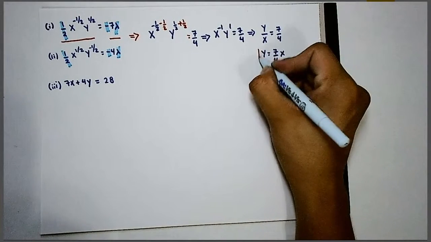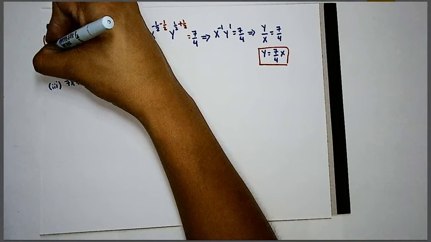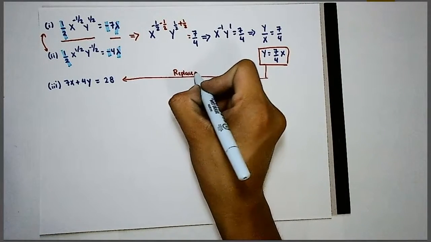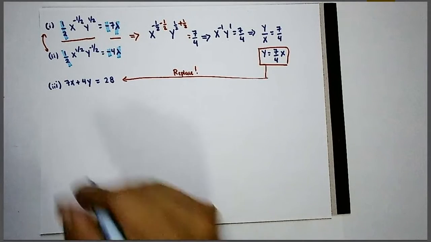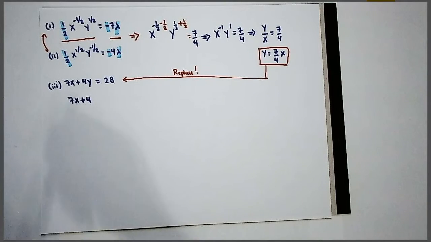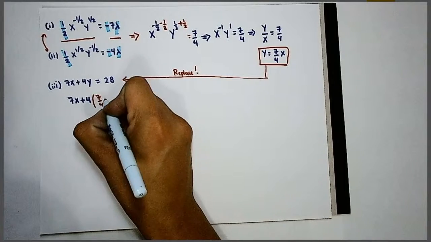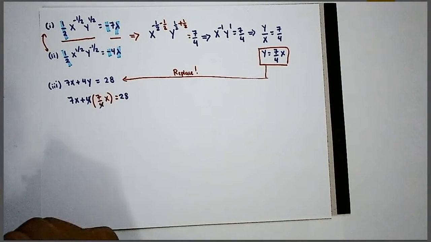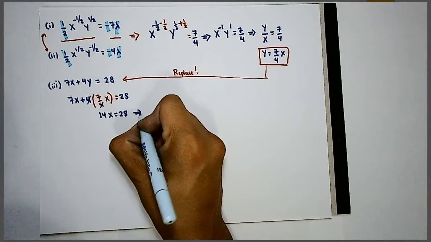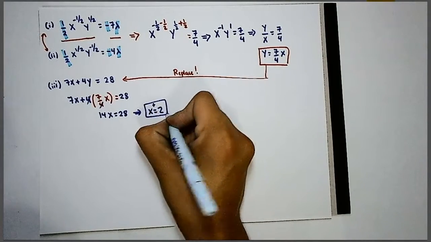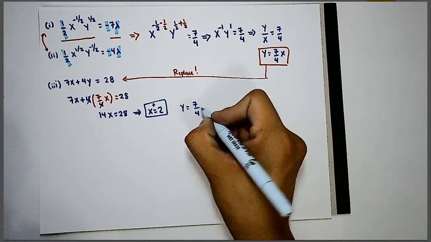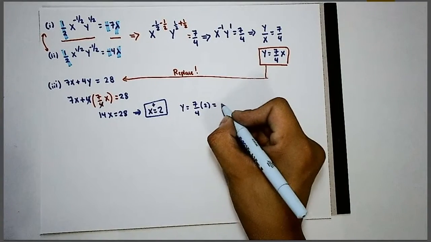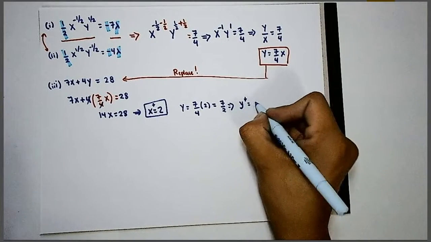Notice that this relationship that we obtained from the first two equations will be replaced in the third equation. So here we have 7x plus 4 times, instead of y, we write 7 fourths x, equals 28. So here we have 14x equals 28. This means that x is equal to 2. Y is equal to 7 over 4 times 2. So this is 7 over 2, which is 3.5.